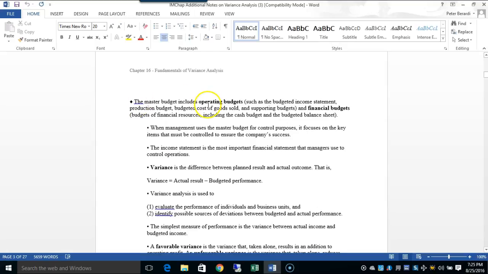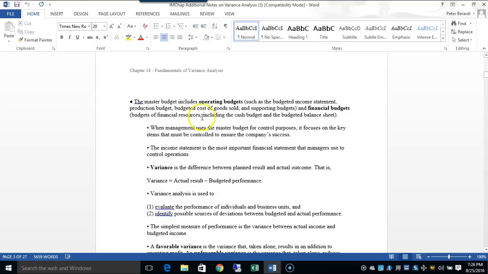The master budget includes operating budgets, which is essentially our budgeted income statement or contribution margin statement. Financial budgets are basically cash flow budgets and balance sheet budgets. When management uses the master budget for control purposes, it focuses on key items that must be controlled to ensure the company's success. A variance is the difference between a planned result and an actual outcome. Variance equals actual minus budget.